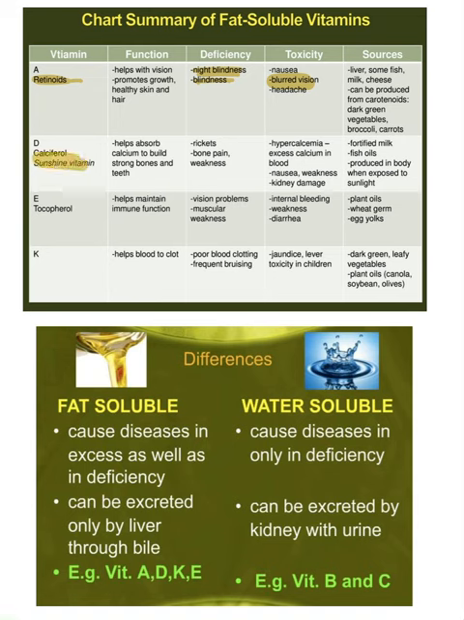Now, vitamin D, the sunshine vitamin. We say, sit in the sunlight. It helps to absorb calcium. It can cause rickets or osteomalacia, and it can cause hypercalcemia if there is excess. Vitamin E, also known as the tocopherols, helps to maintain immune function. It can cause muscular dystrophy.